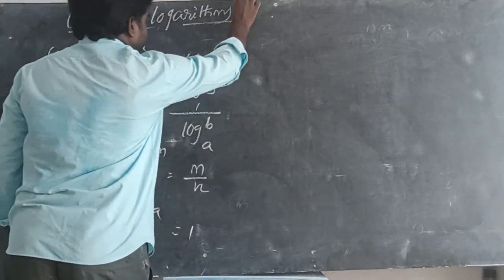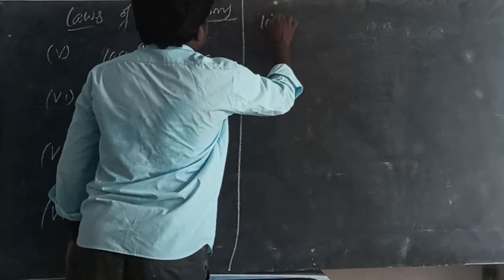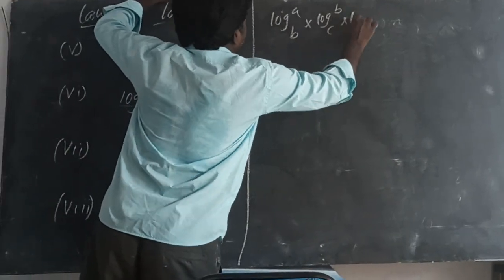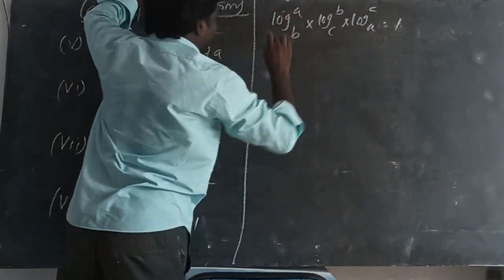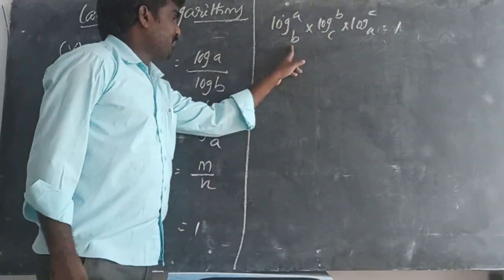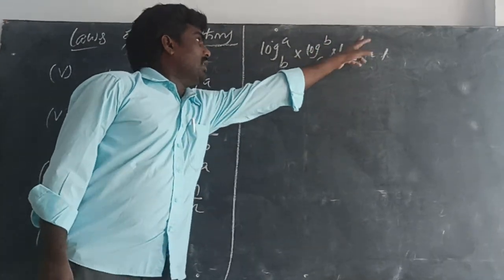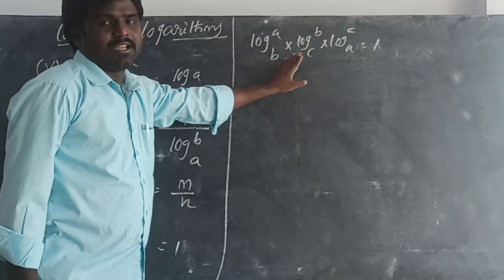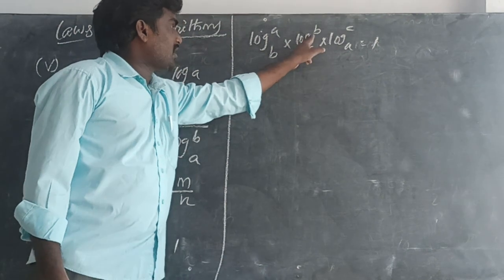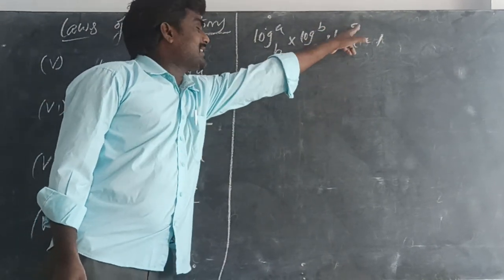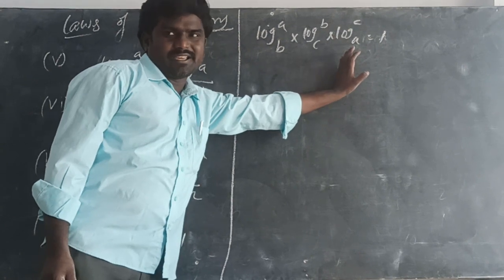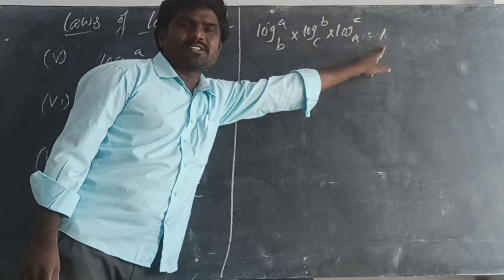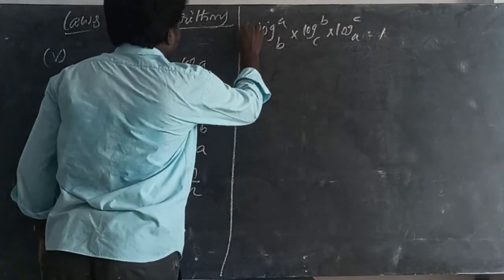Next, another one: log a base b into log b base c into log c base a. Its value is 1. We can write log a by log b, into log b by log c, into log c by log a. Log b, log b, log c, log c cancel, and we get 1.